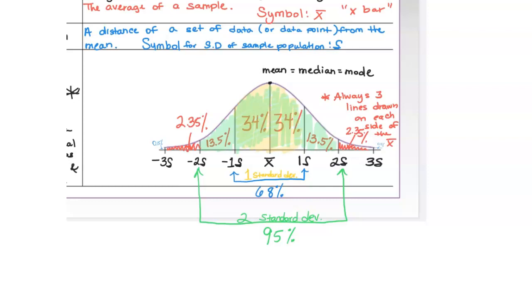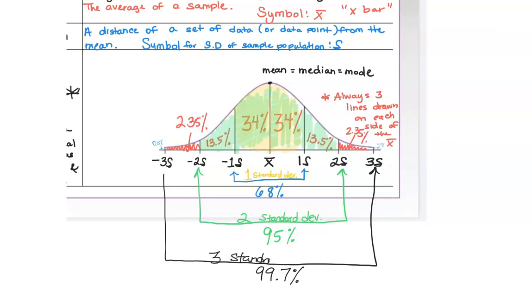All right, and then last important number for you to remember is if you're at your mean, and you go out 3 standard deviations to the left and 3 standard deviations to the right, then we have 99.7% of our data. And this is 3 standard deviations.